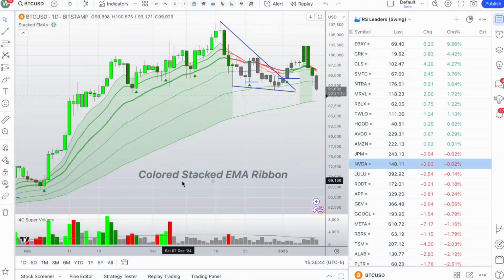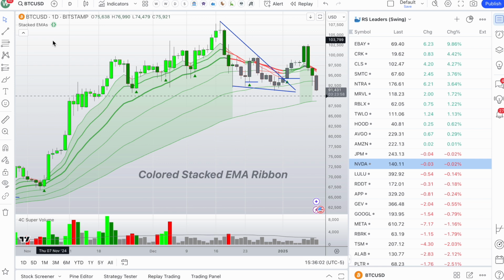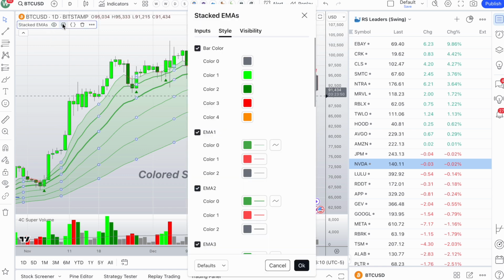So I wanted to create something a little bit different based on what John Carter was talking about. And so it's called the Colored Stacked EMA Ribbon, or Stacked EMAs for short. When you look at it on TradingView, it's going to be called Colored Stacked EMA Ribbon. And again, this is based off of what John Carter was talking about in his interview. So here it is. Let me walk you through some of the settings first.